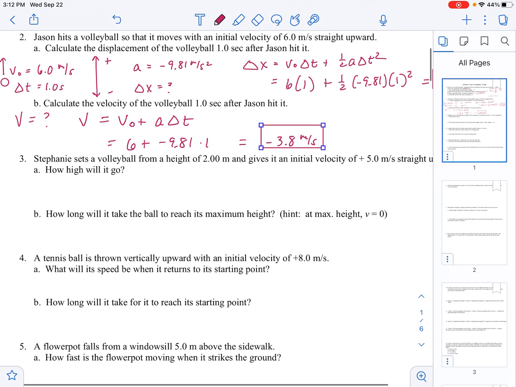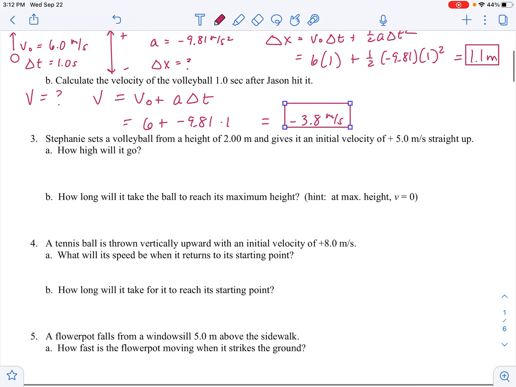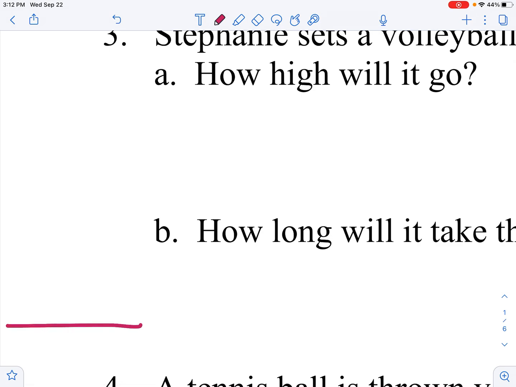Moving right along. Stephanie sets a volleyball from a height of 2 meters and gives it an initial velocity of 5 meters per second straight up. How high will it go? Okay, so I'm going to make a sketch here. Here's the ground. It starts 2 meters off the ground. Here's the ball. The ball's going to go up.